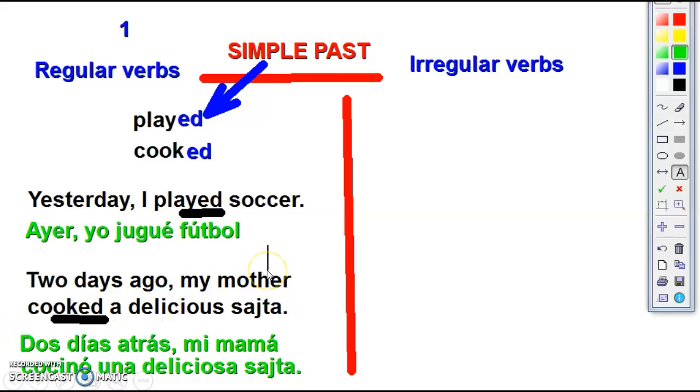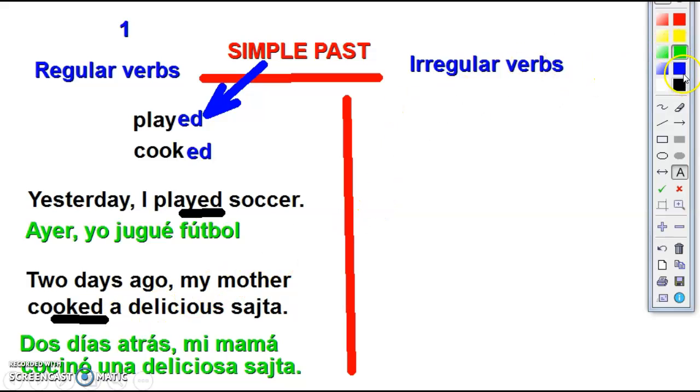Two days ago, my mother cooked a delicious salad. In the past, not in the present, in the past. So these are the regular verbs, very easy to do. Only ed. We add ed. Played, cooked, for example.